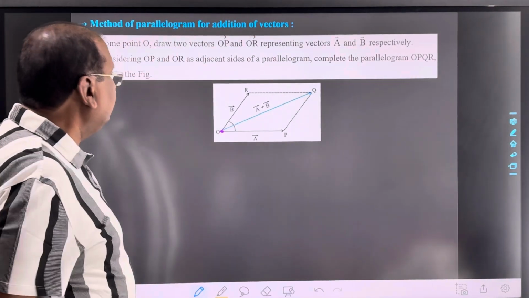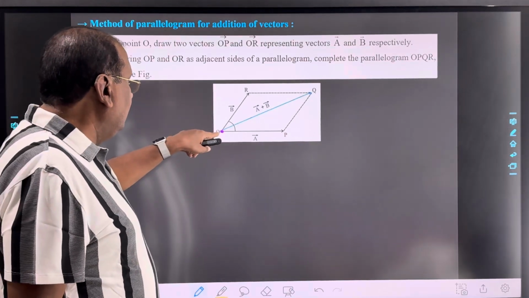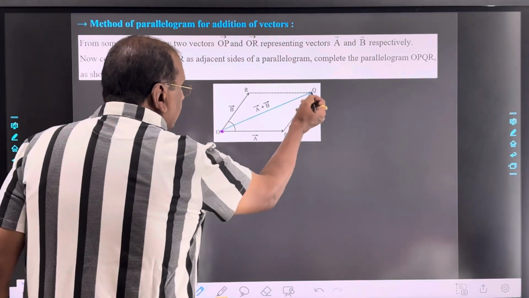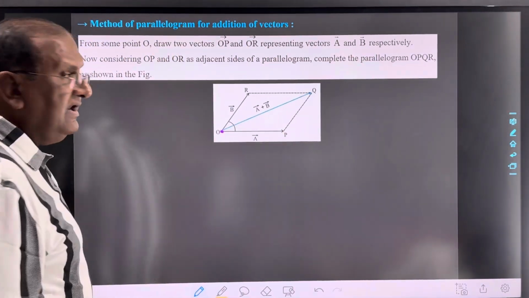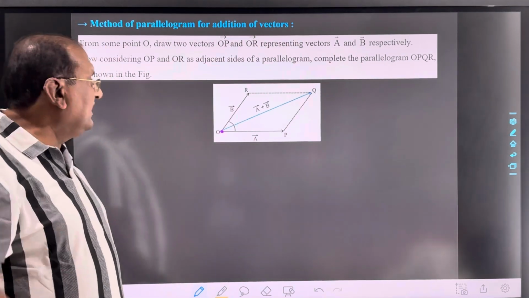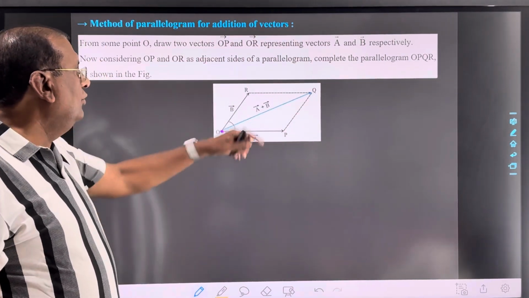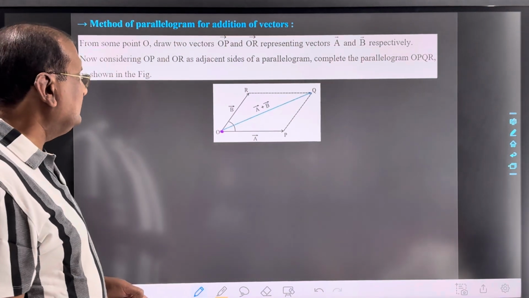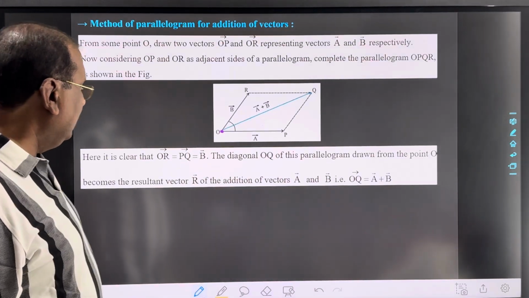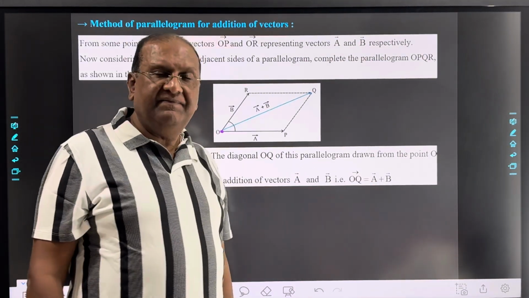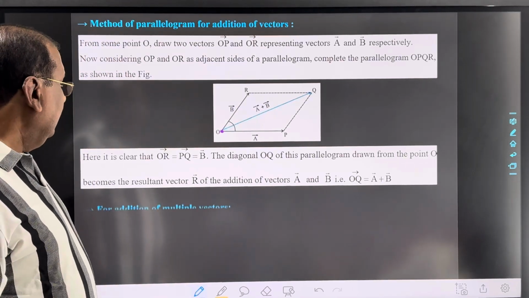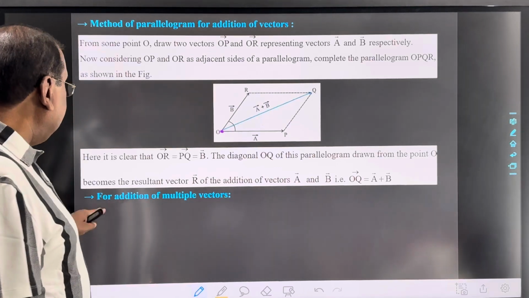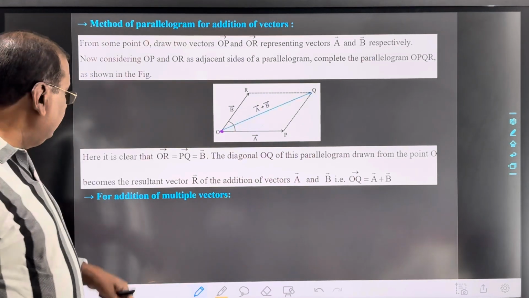the addition of vectors. Now prepare a vector OQ. So the diagonal from the origin will give you the resultant of these two vectors, means vector OQ, that is the resultant of A and B. So we can say that is vector A plus vector B. So OQ, that is A plus B. Clear?